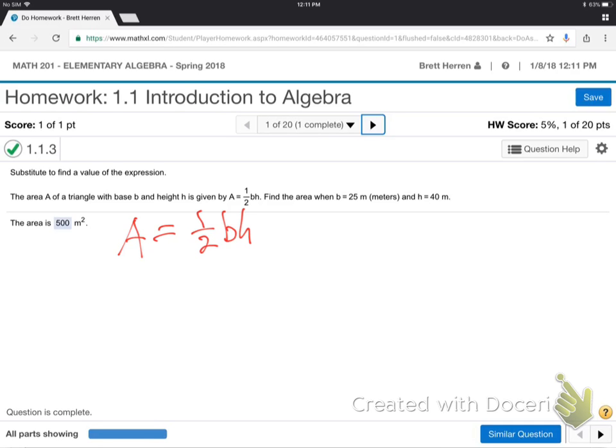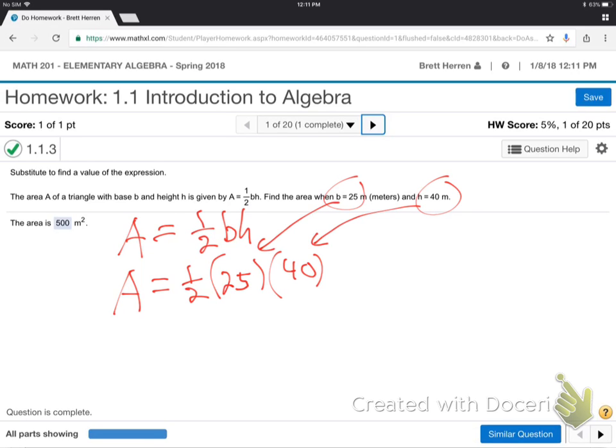So there's the formula. Area equals a half times base times height. That's the formula they're giving me. I'll give you the formula right on the test. And then they're telling me base is 25, so you plug in, you put parentheses around things that you plug into a formula. And the height is 40. Is that good so far? I'm just plugging in the base, plugging in the height, 25 and 40, like that. At this point, you can just use a calculator. Calculators are fine on the homework and the tests and everything.